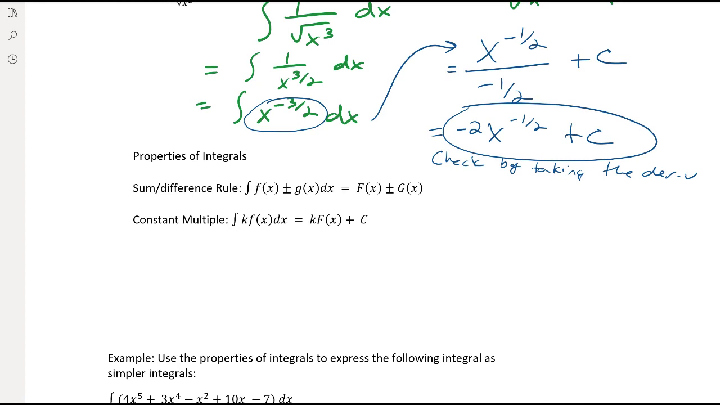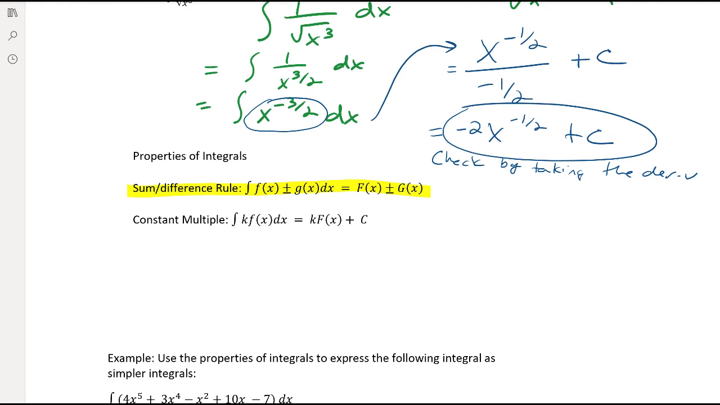All right, some quick properties. I don't know if you guys recall, but we said there was a sum and difference rule for derivatives. And all that meant is that we can take each individual derivative. Well, we can do the same thing with integration. We can take each individual integral. In fact, we can break this up into separate integrals. I'll show you an example in just a second.